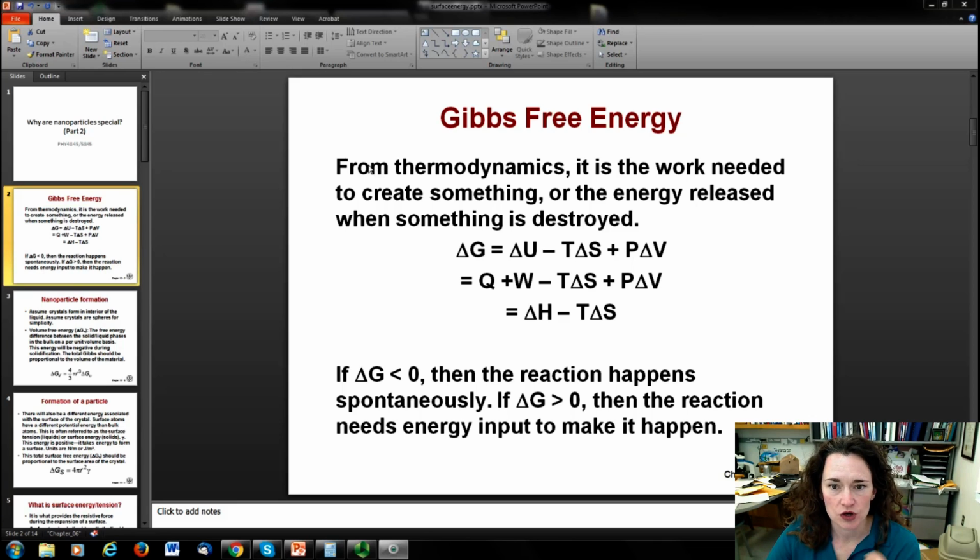It's actually the work or energy needed to create something, or it's the energy released when you destroy something or break a compound. So the Gibbs free energy is much like a potential energy in that it's the change in the Gibbs free energy that's important. The overall value itself, much like a potential energy, is kind of unimportant. But during a process, that Gibbs free energy is going to change. It's going to go up or down.